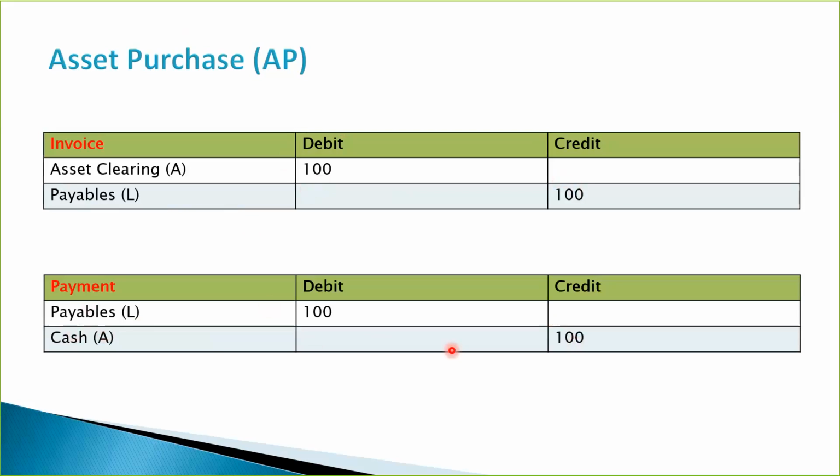So up to that point, we have 3 different accounts involved. Remember, these are AP transactions. So we have this asset clearing, we have payables, and we have cash. In this page, already you can see that payables has sort of canceled each other, right? So this is a credit of 100, and this is a debit of 100. So those clear out, and you're left with asset clearing and cash.